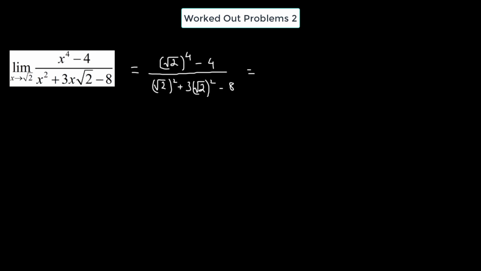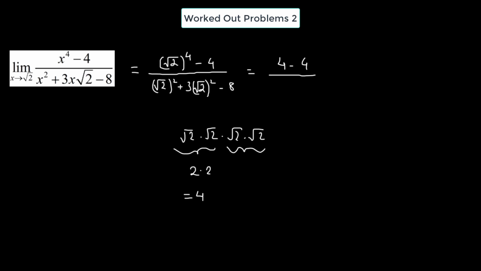So we have square root of 2 multiplied to itself 4 times, so that is simply equal to root 2 times root 2 times root 2 times root 2. So this will be 2, root 2 times root 2 will be 2, so that gives us 4. So we have 4 minus 4 in the numerator, divided by square root of 2 whole squared, which is 2, plus 3 times 2, which is 6, minus 8. So we have 0 divided by 0. So this is an indeterminate form.